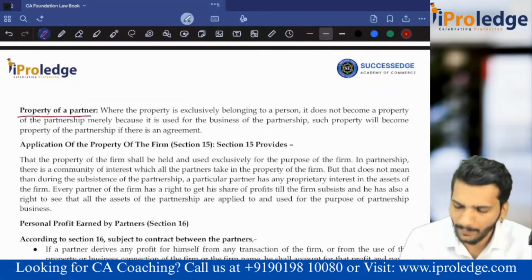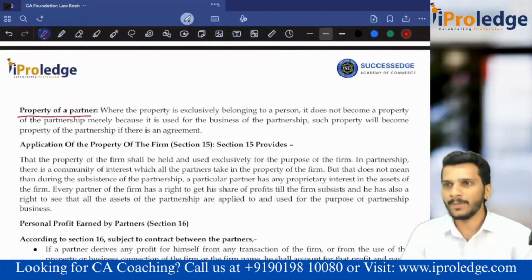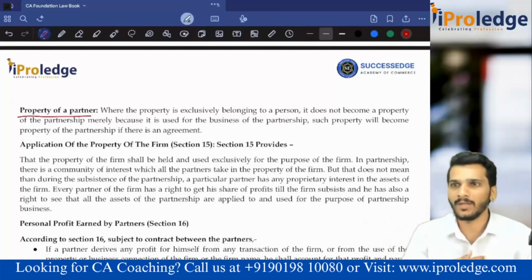What is the property of the partner? Whatever his personal property is there, that is not, just because he is a partner, his entire personal property is not the property of a partnership firm.